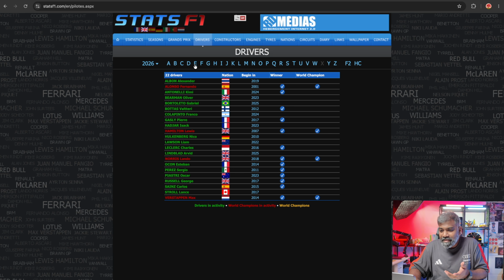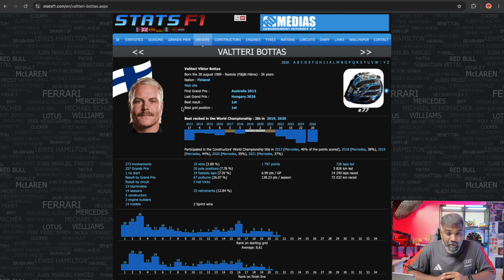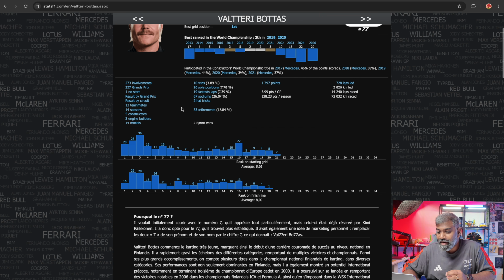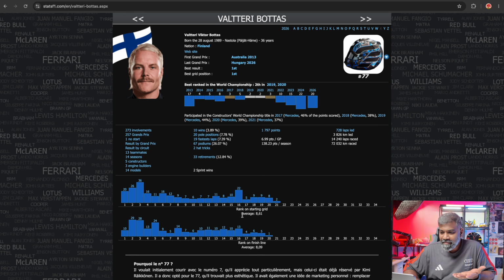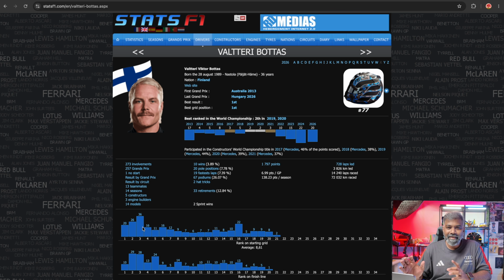If you go to the drivers tab, you can pick any driver you want, and then you can go through their own individual stats as well. This is Valtteri Bottas and his rank on the starting grid, which means he had started from pole 20 times, he has started from P3 36 times, he has started from P16 22 times. He also has more P2 finishes than P3. This entire site is a treasure for you to just go and explore on your own.